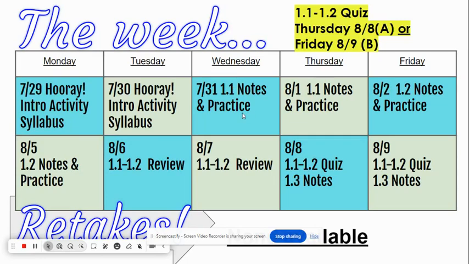This gives you an idea of when we do reviews and quizzes. I'll try to have this updated weekly. Notice that at the top it says we have a 1.1, 1.2 quiz on Thursday for A day and Friday for B day. If I need to push that a day or so because of not being here for freshman boot camp, I will, but as of right now, I think this will work. At the bottom, it'll have a spot that says retakes, and it'll give you the days that it's okay to come take your retake, but we haven't done anything yet, so obviously we don't need a retake.